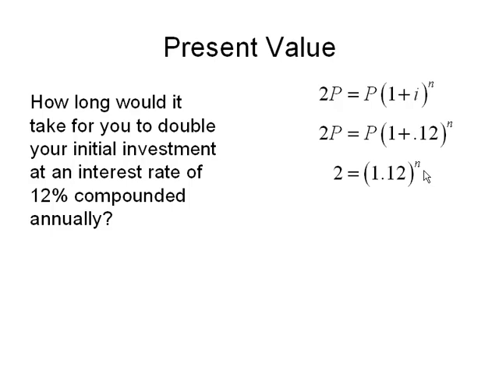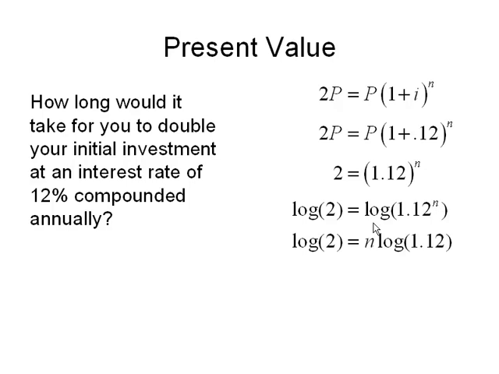So the way to do this is to go ahead and take the logarithm of both sides. So I have log of 2 equals the log of 1.12 raised to the n. And if you remember from college algebra, when you have powers inside of logarithms, those can come down in front. So we have log 2 equals n times log of 1.12. Now that this n is in front, we can go ahead and divide both sides by log of 1.12. So we get log 2 divided by log of 1.12 equals n.